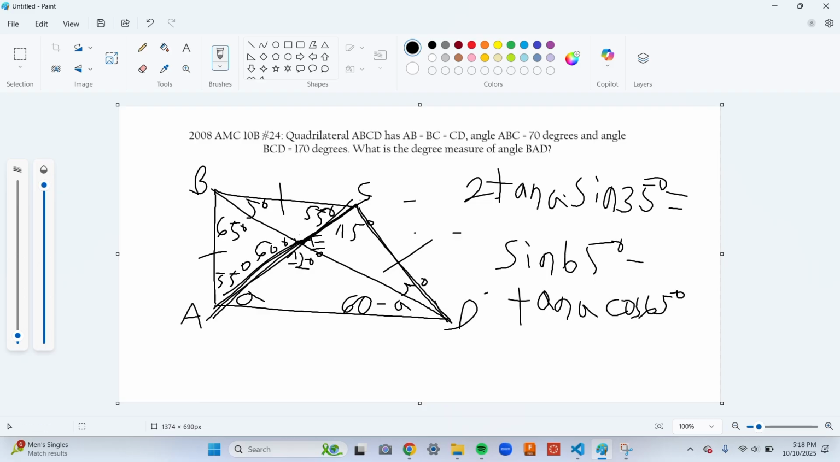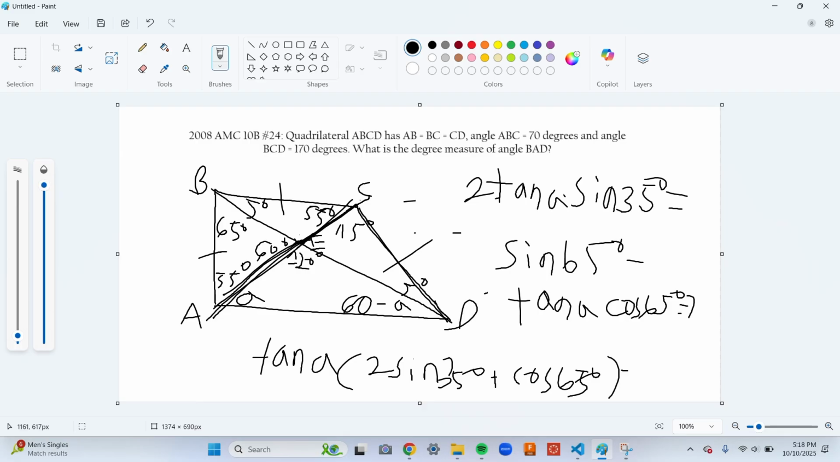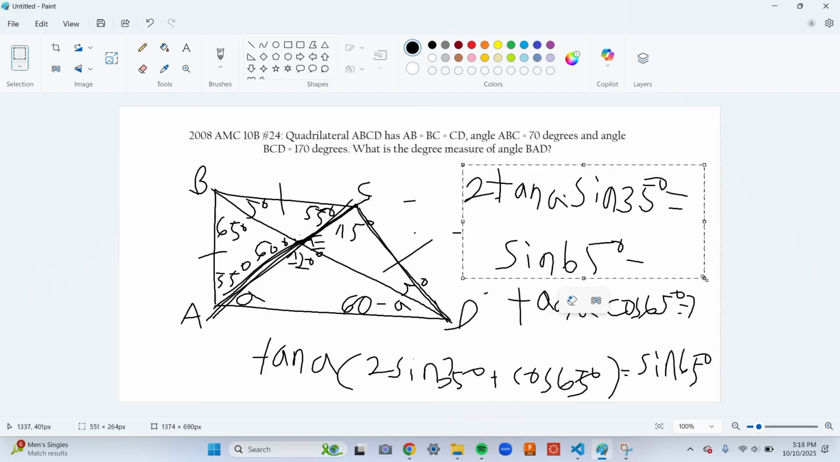Now let's move the tan alphas over and factor. Then we'll get tan of alpha times 2 sine 35 degrees plus cosine 65 degrees, sorry, that's going to be equal to sine 65 degrees. So our tan of alpha is going to be sine 65 degrees over 2 sine 35 degrees plus cosine 65 degrees. So let me write that.